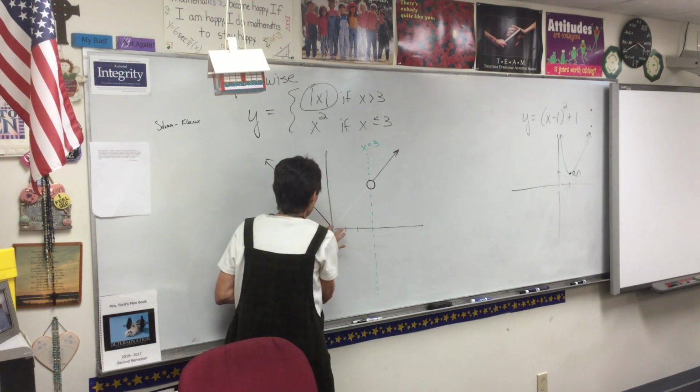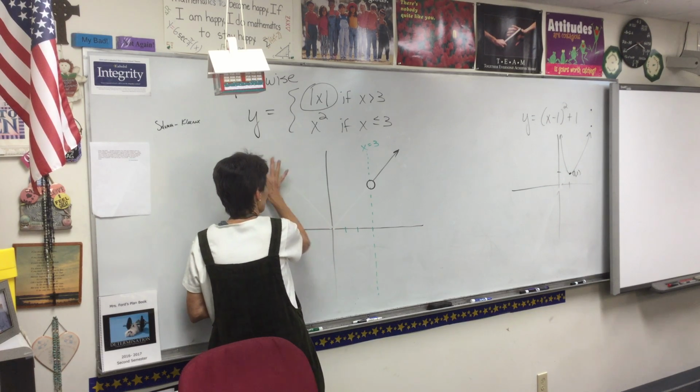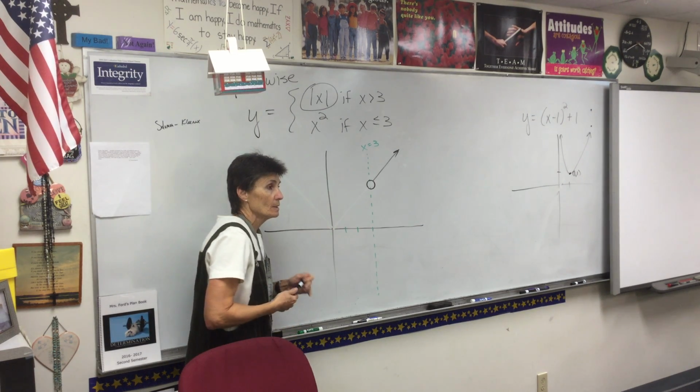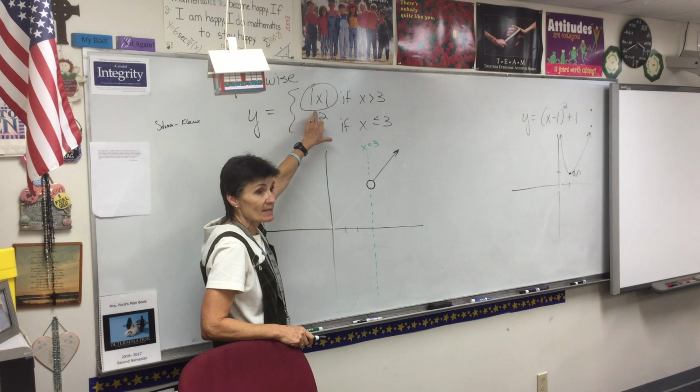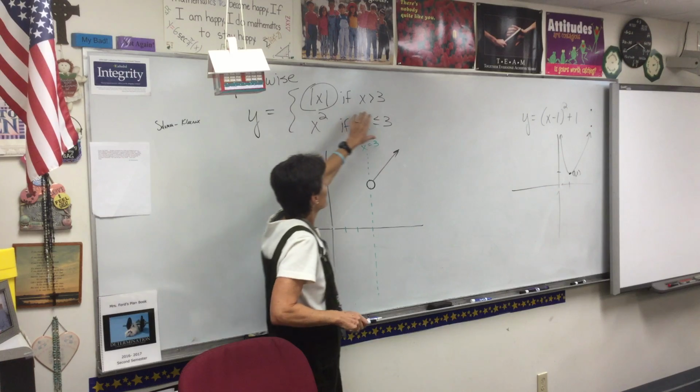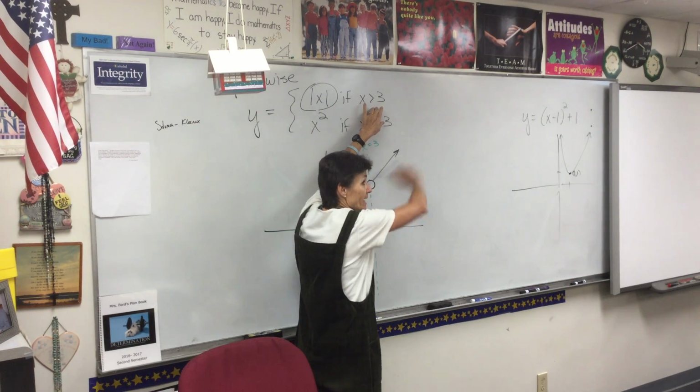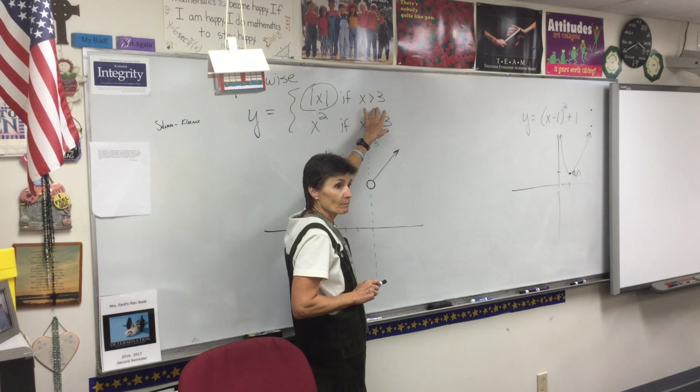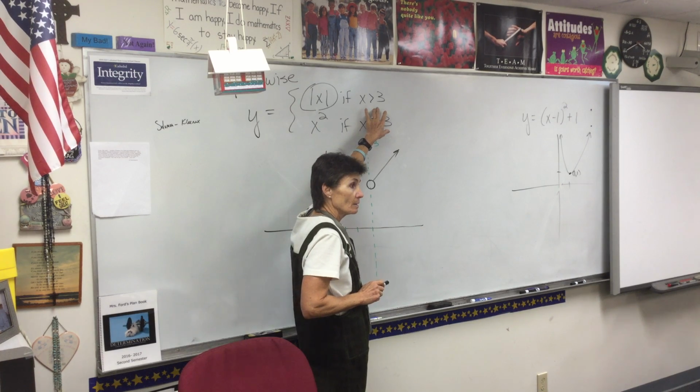So I am simply going to erase the part of the V that I don't want. The only part of the V that I want, this is a V, and the only part of it that I want is the part bigger than 3. Okay?